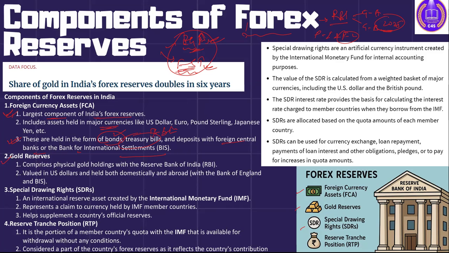Second point, gold reserves. It comprises physical gold holdings with the RBI actually.